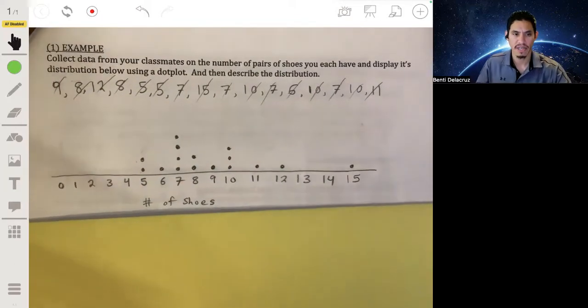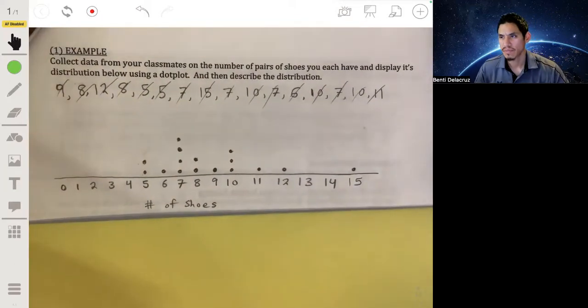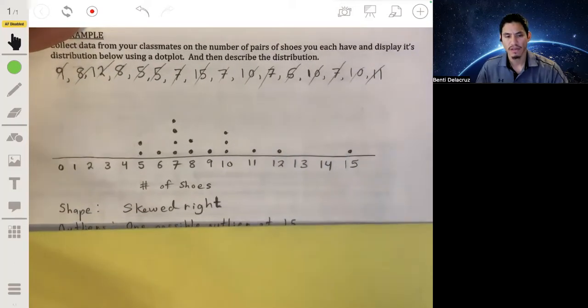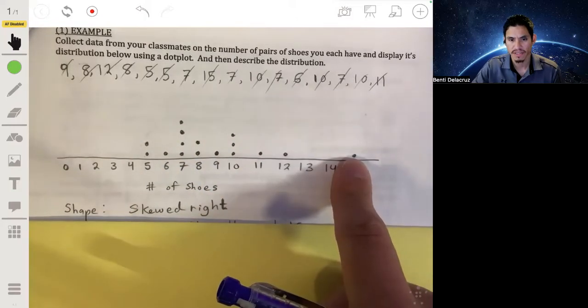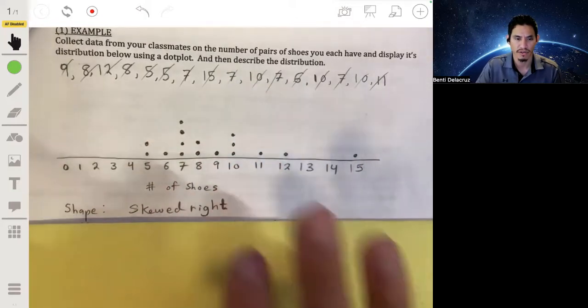Now, when we describe this data, again, just make sure you address the shape, center, any outliers, and spread. So the shape, you can say it's kind of skewed to the right. It's not really perfectly symmetric or uniform.